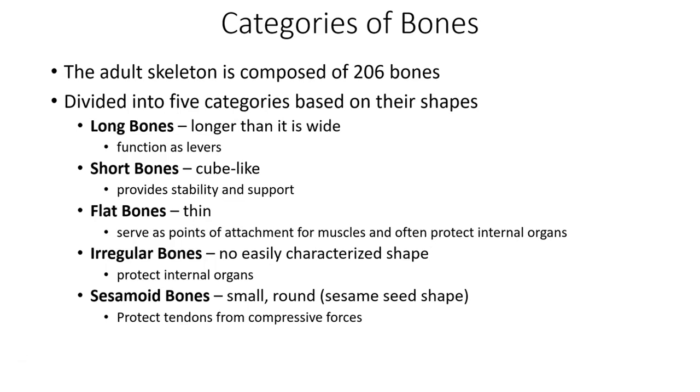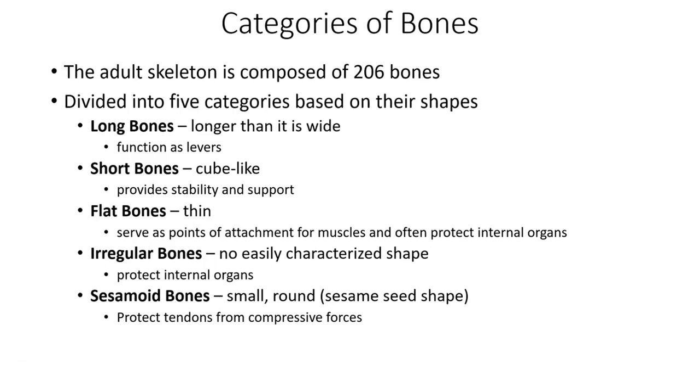And then last but not least are sesamoid bones. These are going to be small and round, so these are sesame seed shaped, and their job is to help protect tendons from compressive forces. So tendon is connective tissue that is going to attach muscle to bone, so it's going to be that anchor between muscle and bone. And compressive forces is going to be a lot of pressure that's generated in a particular joint. And so there's some places where having these special sesamoid bones is really beneficial.